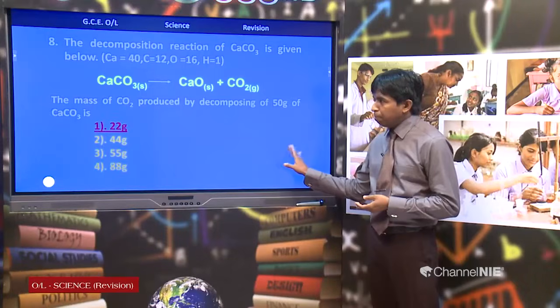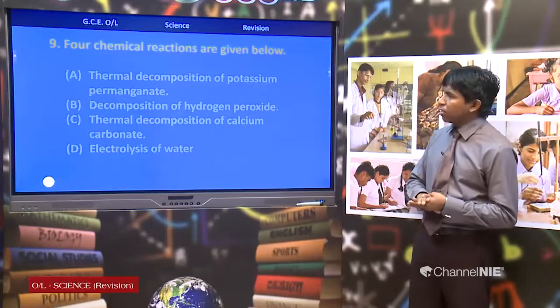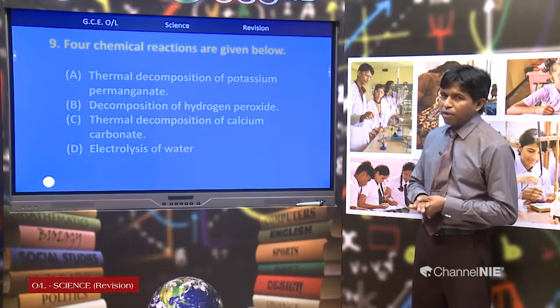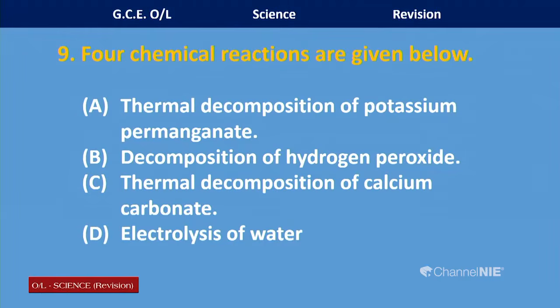Let us move on to question number 9. 4 chemical reactions are given below. What are the 4 chemical reactions? A. Thermal decomposition of potassium permanganate, KMnO4. B. Decomposition of hydrogen peroxide, that is H2O2. C. Decomposition of calcium carbonate, that is CaCO3. D. Electrolysis of water. Out of these 4, oxygen will be released as a product from A. If you heat potassium permanganate, oxygen is given out as the only gas. If you decompose hydrogen peroxide, oxygen is given out as the only gas.